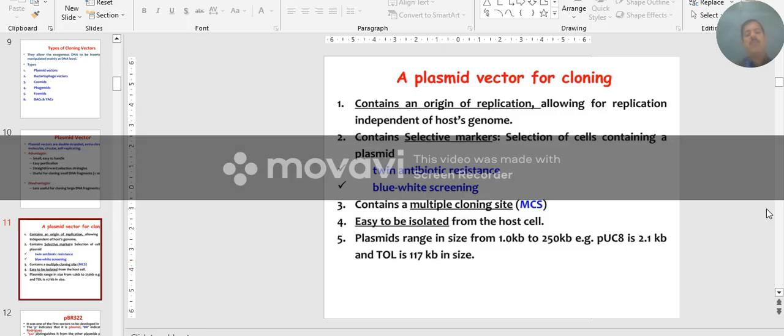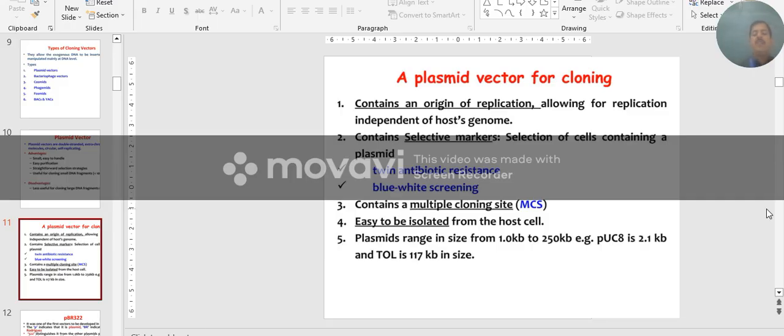A plasmid vector for cloning contains an origin of replication, as I told you, so that it can allow the replication of a chimeric vector in a host genome. It contains selectable marker genes, either antibiotic resistance or a blue-white screening gene, the lacZ gene, that allows blue-white screening of the chimeric vector molecules. It contains a multiple cloning site, is easy to isolate from the host cell, and plasmids range in size from 1 kilobase pair to 250 kilobase pair.